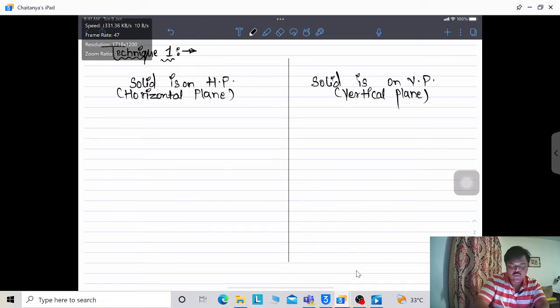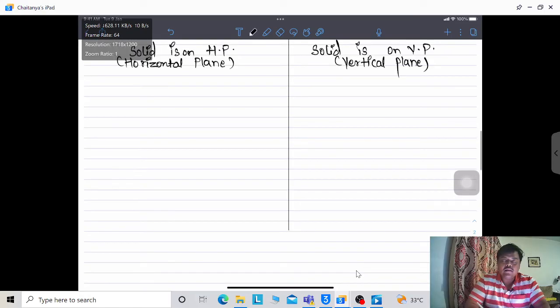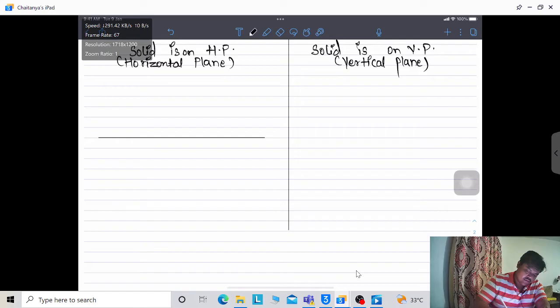एक तो solid on HP रह सकता है या फिर VP रह सकता है, and you are known with this basic part in projection of lines. This is XY line. इसके ऊपर वर्टिकल प्लेन रहता है, नीचे हॉरिजॉन्टल प्लेन. ओके, वर्टिकल प्लेन, हॉरिजॉन्टल प्लेन.